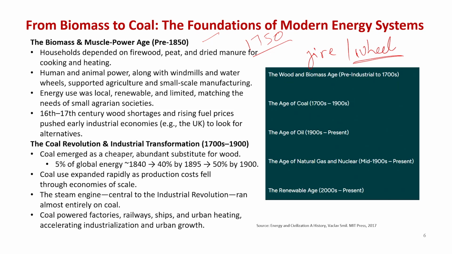So it was in the 1700s that coal started coming into the picture, and coal emerged as a much cheaper source of energy at that time. Then around 1840, 5% of global energy was coming from coal, which grew very fast, and by about 1900, in just about 60 to 70 years, 50% of the world's energy moved to coal-based energy, because, as I said earlier, it was available in abundance.